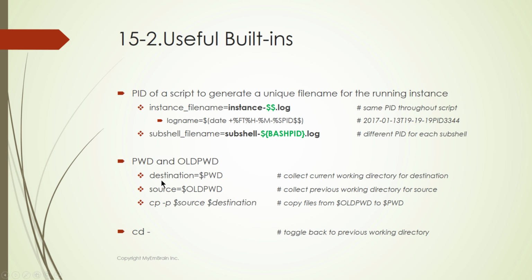One way to use those special built-in variables is to assign the current working directory to a destination variable and then assign the previous working directory to another variable. Then you copy the file, keeping the permission, from the previous working directory to the current working directory.